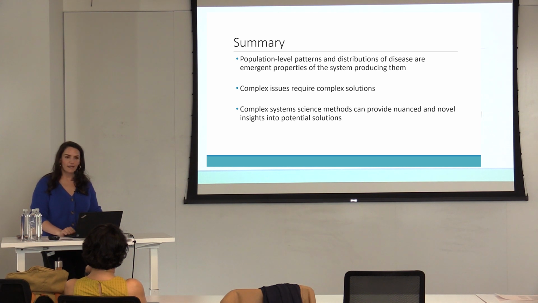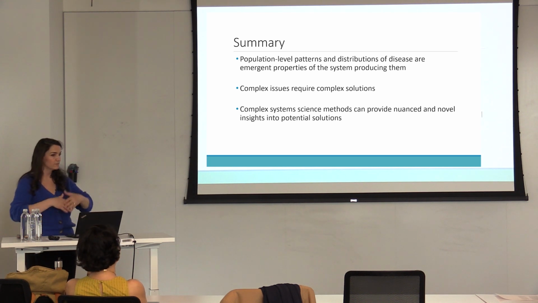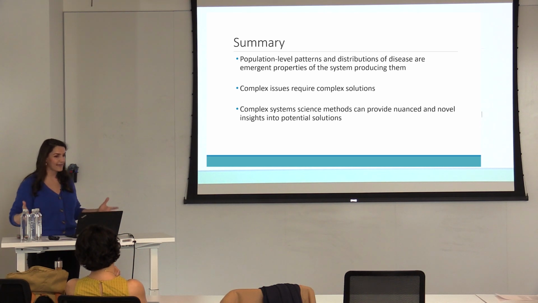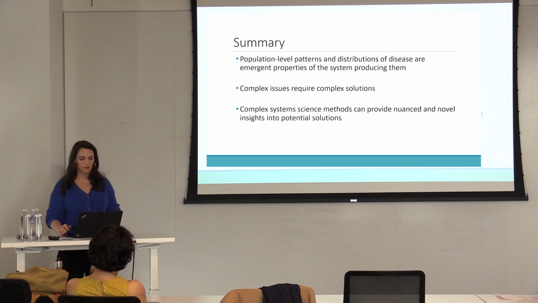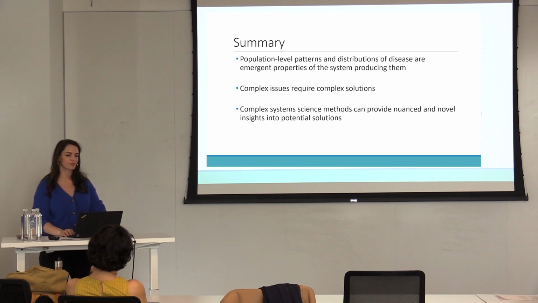To summarize, the population patterns and distributions of disease, so disparities or inequities, are emergent properties of a system that produces them. And that's a key thing to remember. This puts us into a complex situation, and complex issues require complex solutions. Complex system science methods provide us with this nuanced opportunity and novel insights into potential solutions.